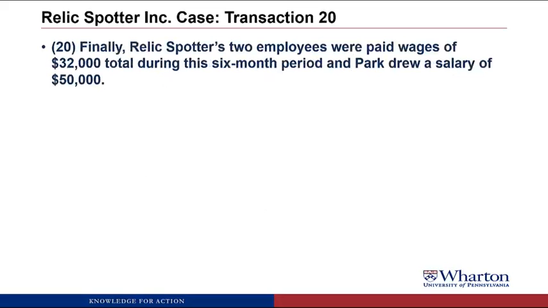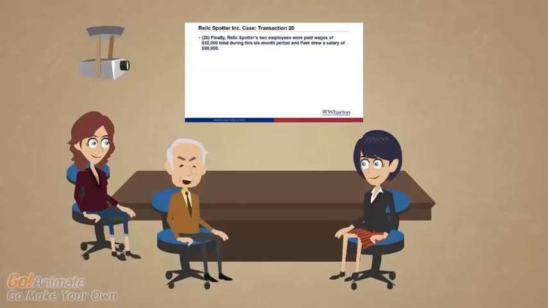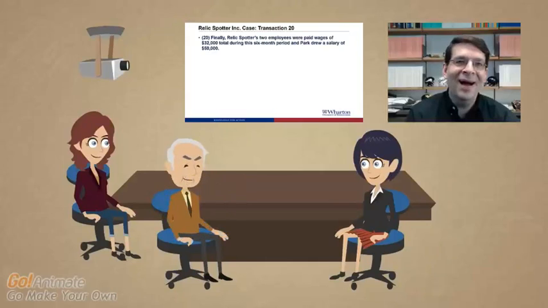Finally, Relic Spotter's two employees were paid wages of $32,000 total during the 6-month period, and Park drew a salary of $50,000. Finally. I think the word finally may be my favorite word in the accounting language. Just try to do the journal entry.